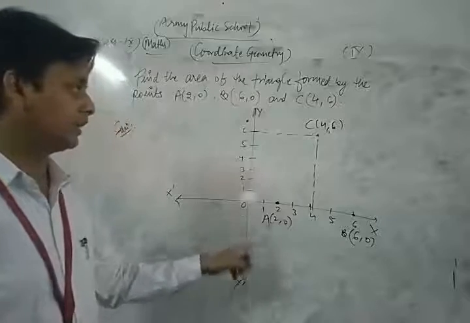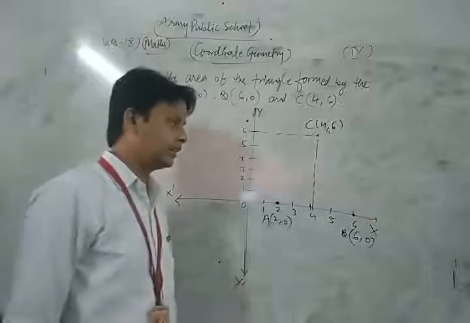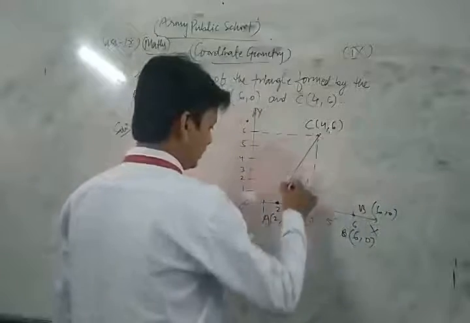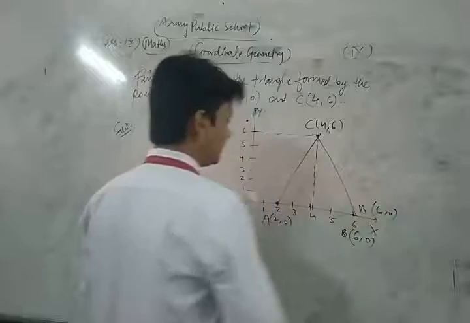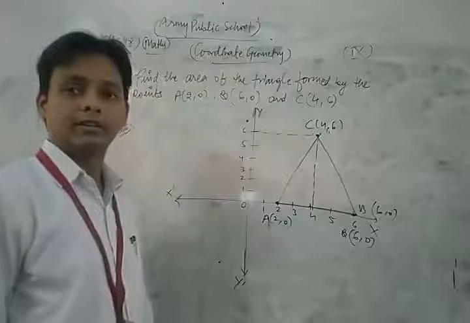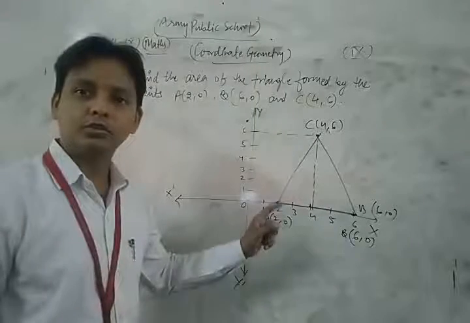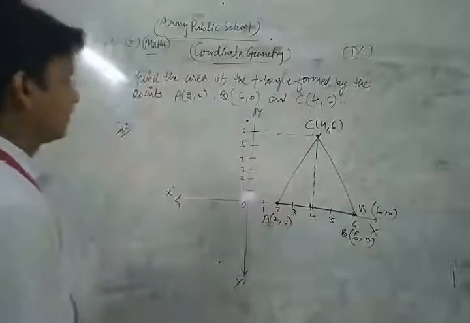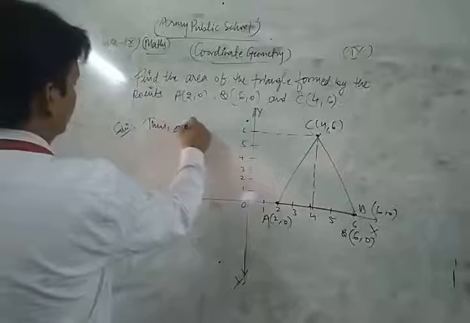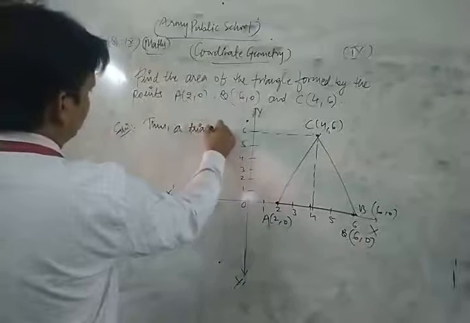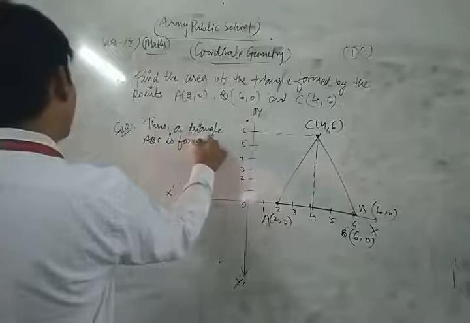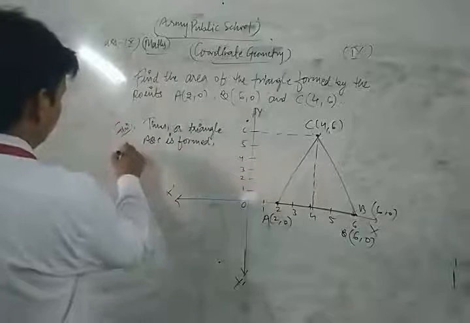Now we join points AC and BC. This is your point B, which is (6, 0). So we join AC and BC, and here this is your AB. So this is our required triangle. Thus, if we join 3 points to each other with line segments, our triangle ABC is formed.